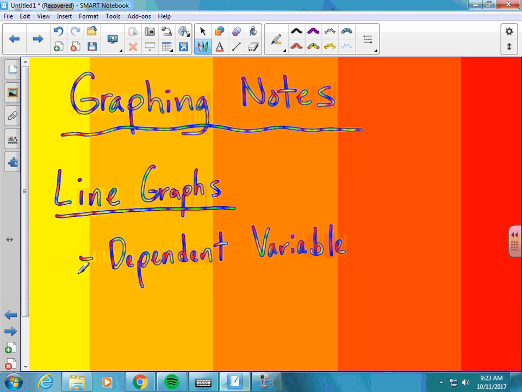All right, so graphing notes, talk about line graphs. First of all, when we do experiments and we collect data, there's usually some kind of dependent variable and some kind of independent variable. What is the difference? Good question.